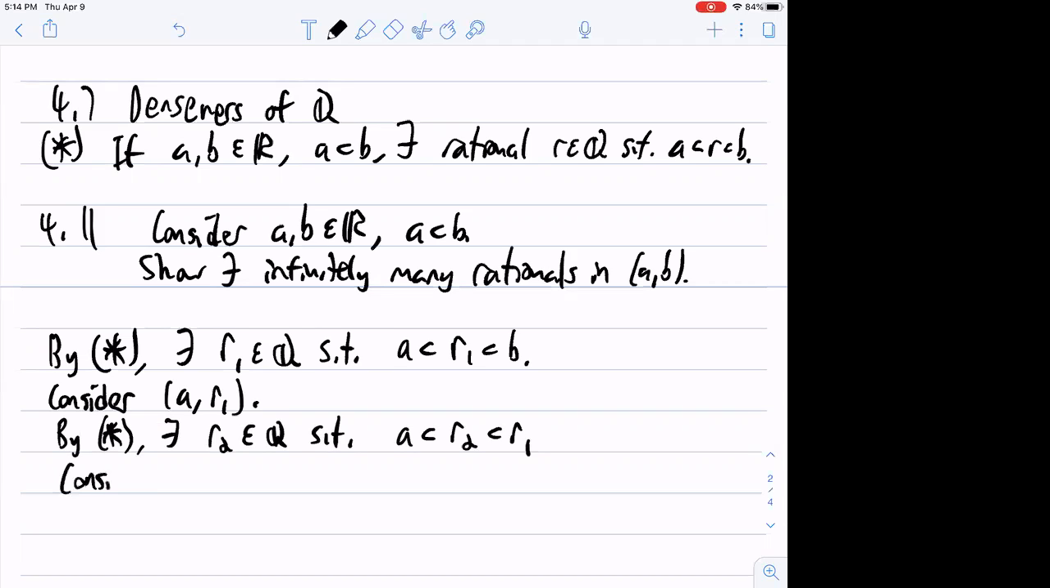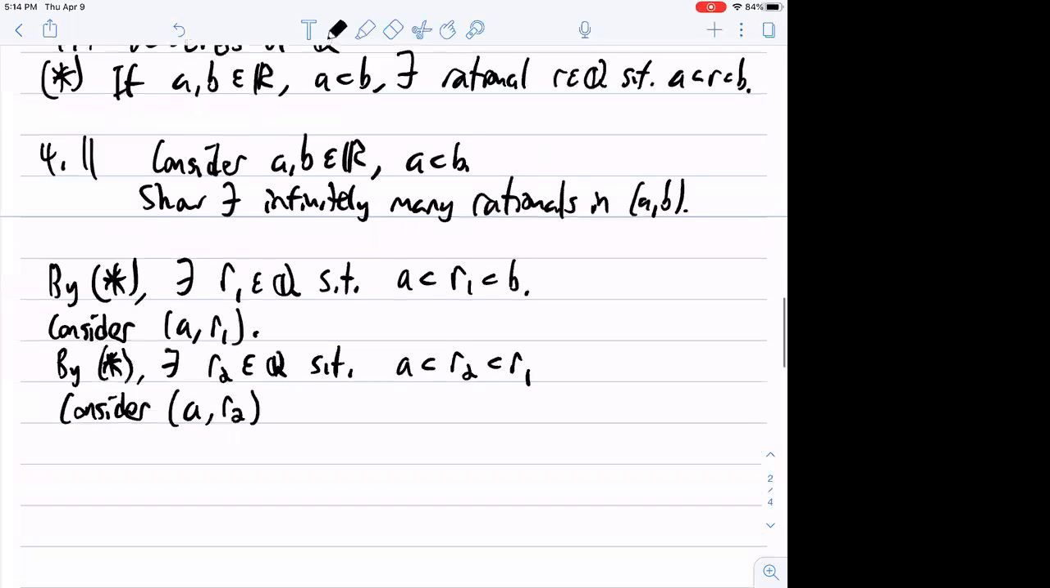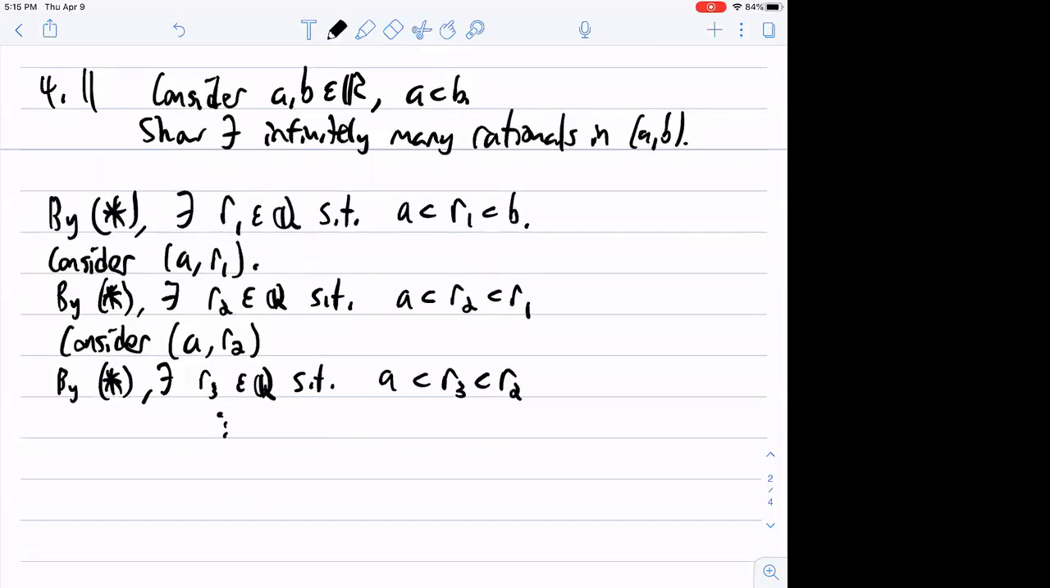Hopefully you all see the process. Now you consider A to R2. By star, there exists R3 in Q such that A is less than R3 is less than R2. And it's clear from the inequalities that R1, R2, R3 can't all be equal. So you basically get an infinite set. Continue inductively to get infinitely many rationals.